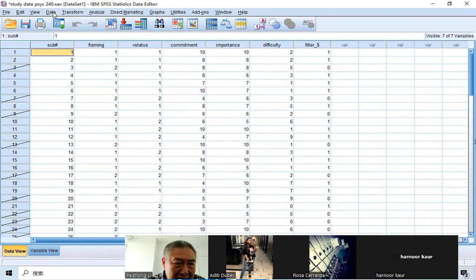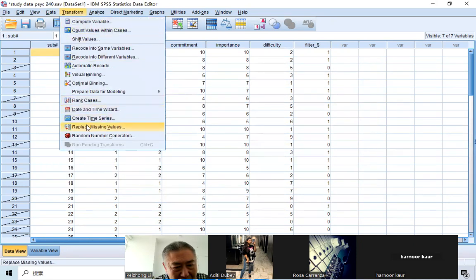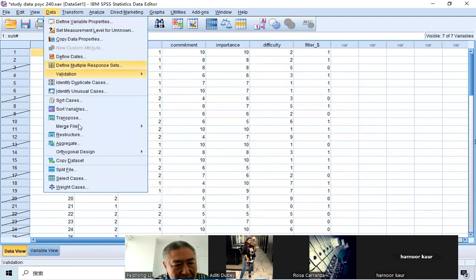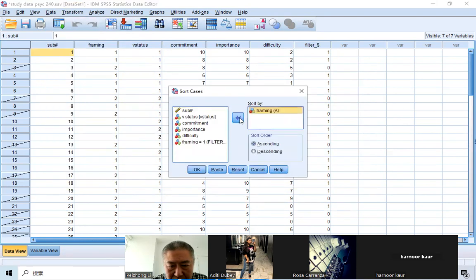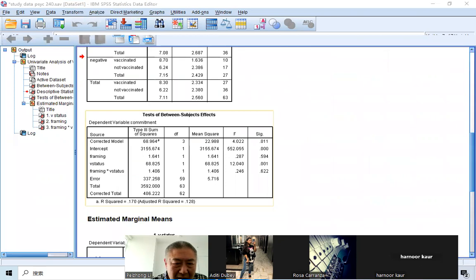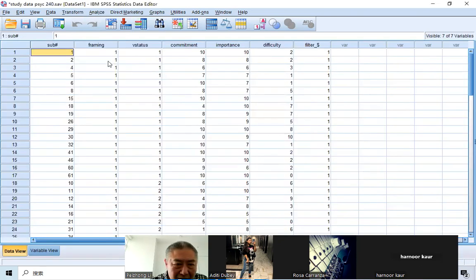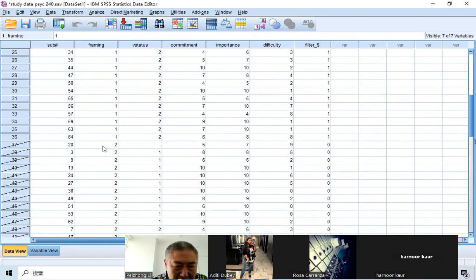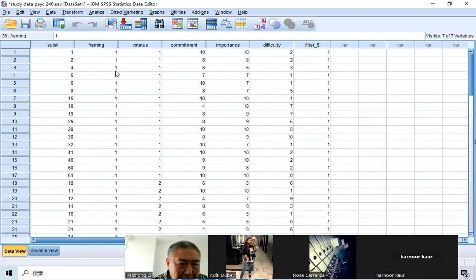But then let's do something else. Let's arrange the data a little bit. I want to sort the cases. This is almost like Excel. Sort cases according to framing first, and then according to vaccination status, in ascending order. This will make the data a little more clear. Framing 1 is positive, 2 is negative. And now I am selecting all the students who received the positive framing questionnaire. I want to look at their commitment, importance, and difficulty.